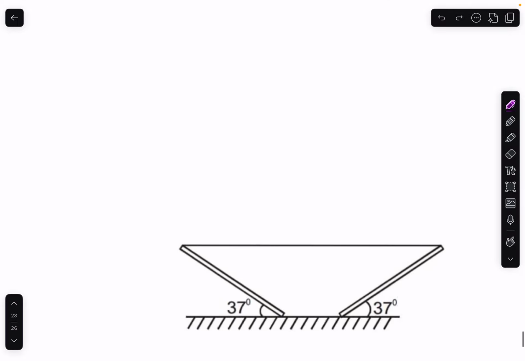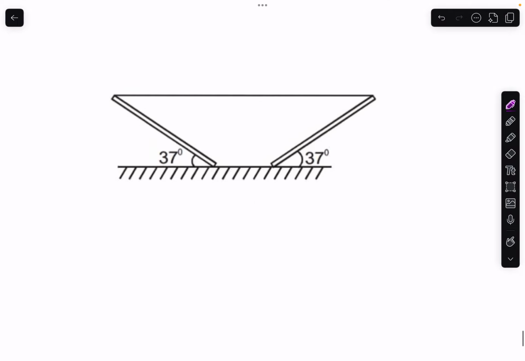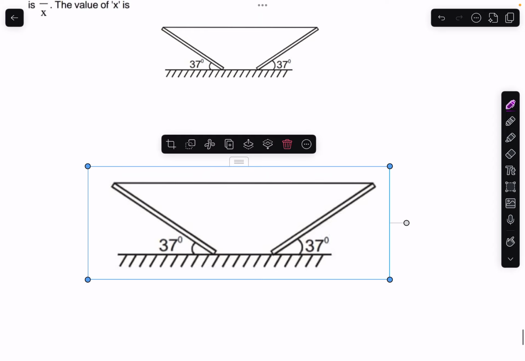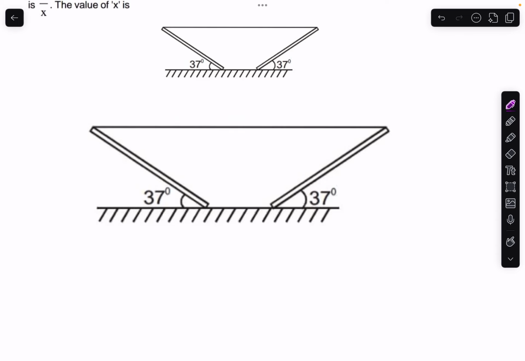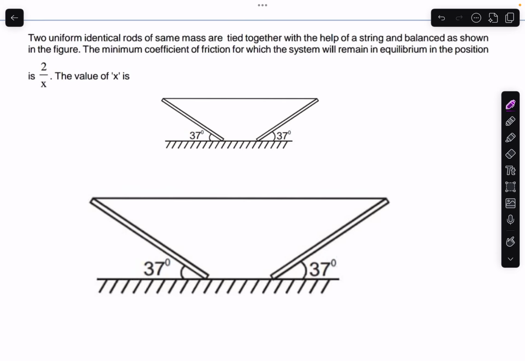So we have the diagram here. Let us enlarge it a bit. Let us talk about the rod on the left. The forces acting are: there will be a tension force in the string at the top. Its weight will be acting at the center of the rod. Let us say the mass of the rod is m. Mass is not given, but for calculation purpose we will take the mass as m. So mg will be acting through the midpoint of the rod.